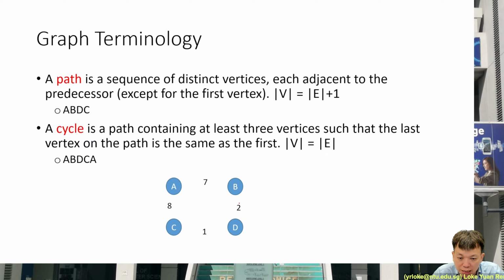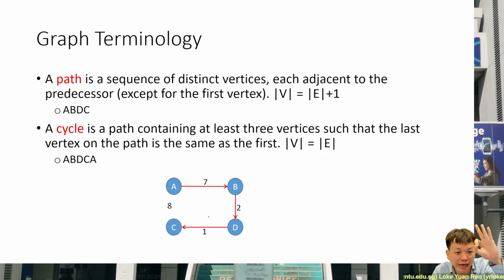Each vertex is adjacent to its predecessor. C is adjacent to D, the previous one is D. Then D's predecessor is B, and B is adjacent to A. But A is the first vertex, so of course it doesn't have any predecessor. It is the very first vertex. So in this path, you have 4 vertices, which means you have 3 edges. The number of vertices is the number of edges plus 1.